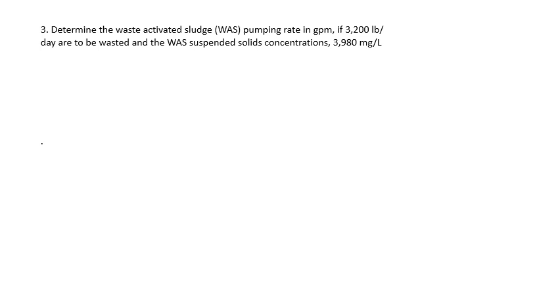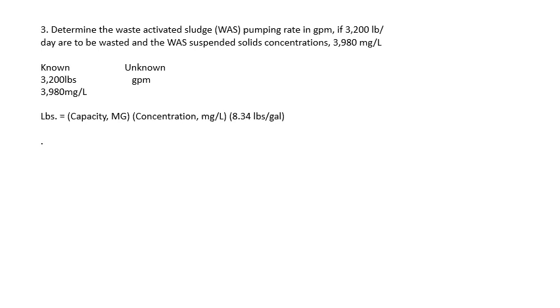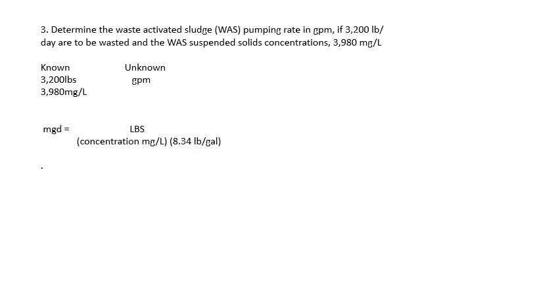Determine the waste activated sludge pumping rate in gallons per minute if 3,200 pounds a day are to be wasted and the WAS suspended solids concentration is 3,980 milligrams per liter. So we're going to pull out our knowns and our unknowns. What we know is the 3,200 pounds and 3,980 milligrams per liter. What we're looking for is gallons per minute. So we are using the pounds formula. We're going to have to rearrange it because we're looking for the million gallons. So rearranged, million gallons is pounds divided by the concentration, milligrams per liter, times 8.34 pounds per gallon.